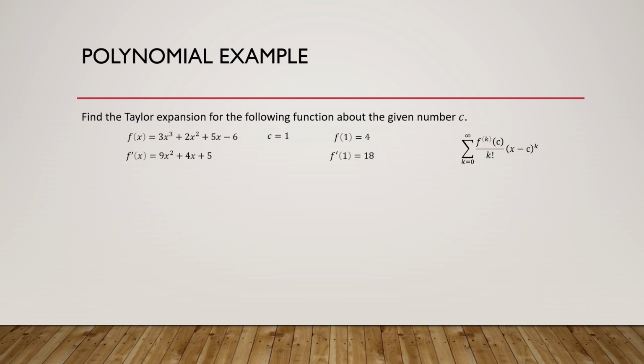The second derivative of the function is 18x plus 4, making the second derivative of the function at 1 equal to 22. The third derivative will be 18. Every other subsequent derivative will be 0.